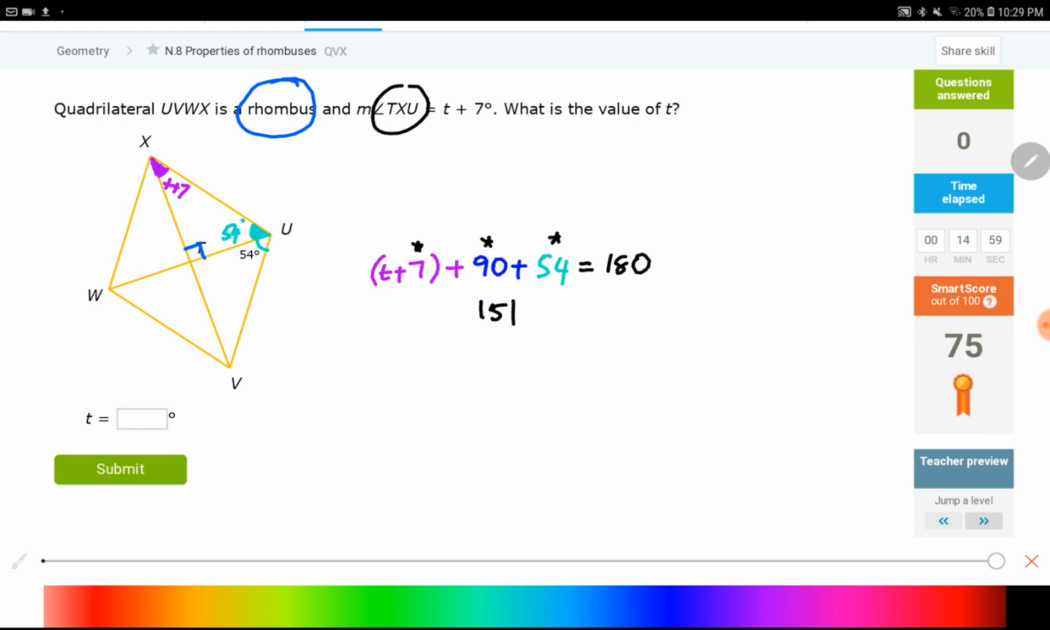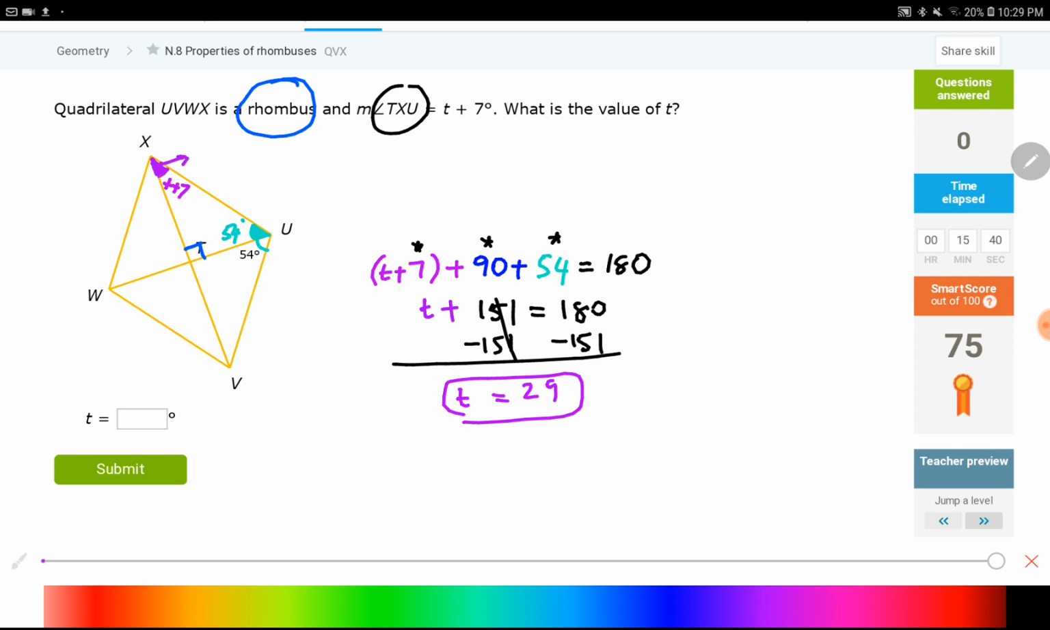Let me just make sure. Okay, that's right. 151. So bring down the T on the left side. And then bring down equal and 180. So subtracting 151 to get the T by itself. So T would be equal to 29 degrees. Let's just check if our work is correct, because I'm still thinking about that 90, 54, and 7. Okay, plug in 29 for T, this angle would be 36. Okay, that was right. The other angle is 54, and then 90, they will add up to 180 degrees.